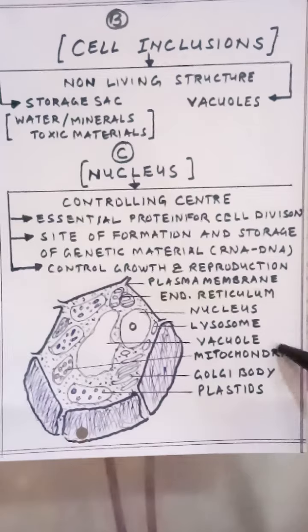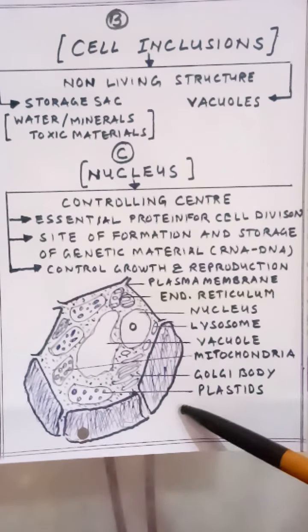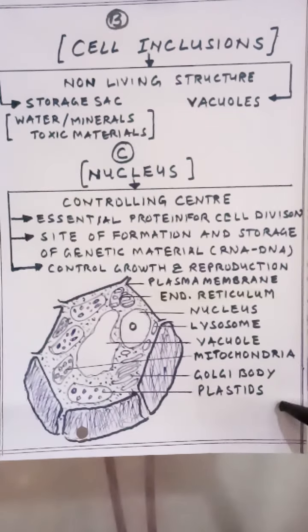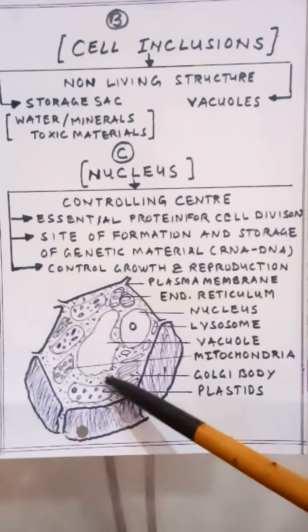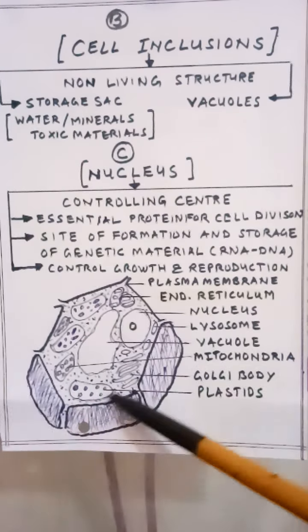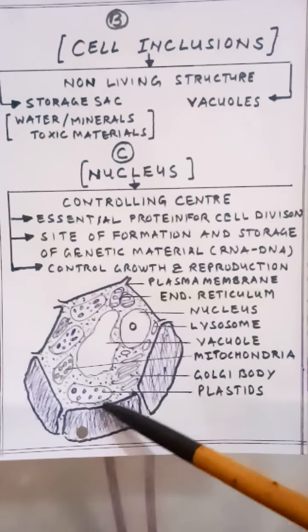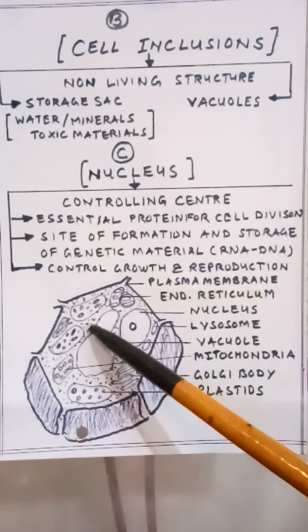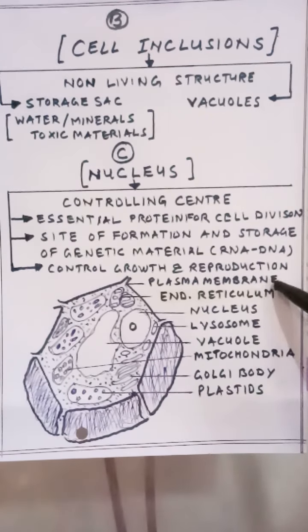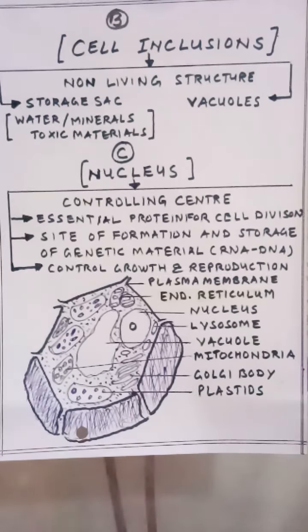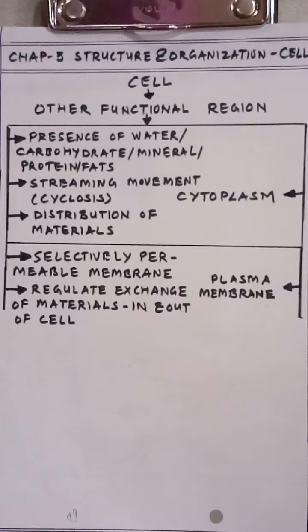Similarly, a cell also has other components, for example, a liquid is required. The way our body is filled with blood, a cell is filled with cytoplasm. So that cytoplasm is also a very important structure. A brief discussion regarding plasma membrane and cytoplasm we are going to do in the next slide.